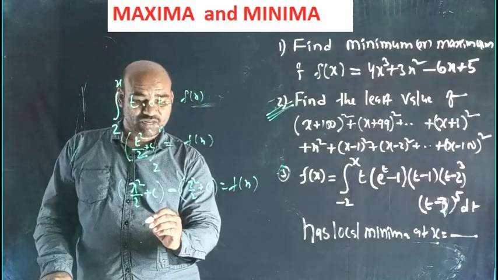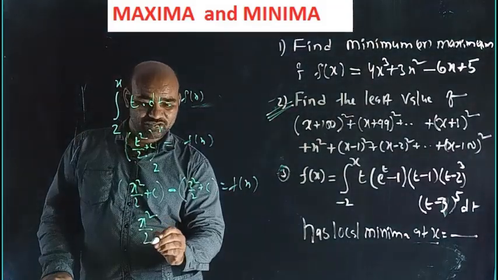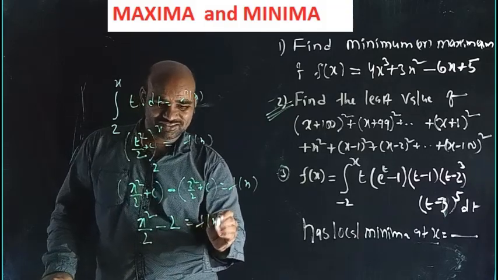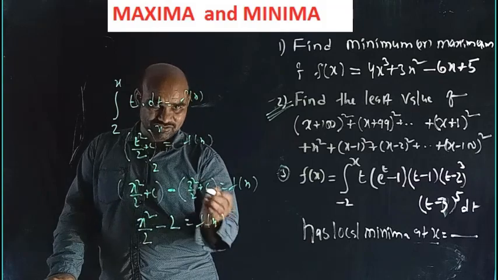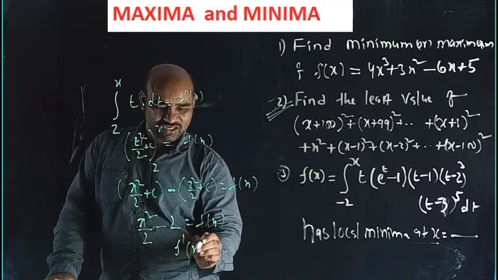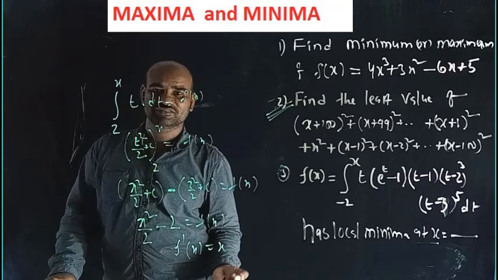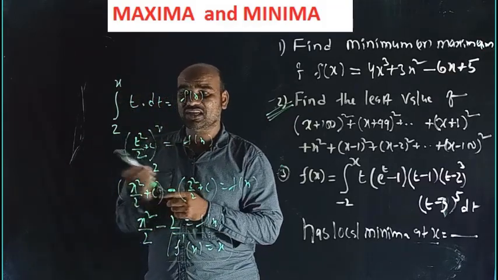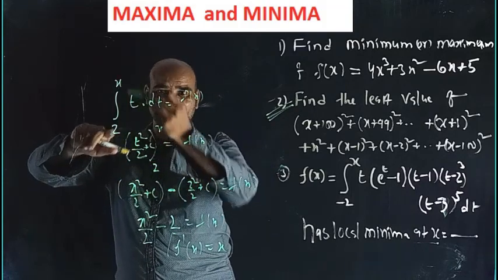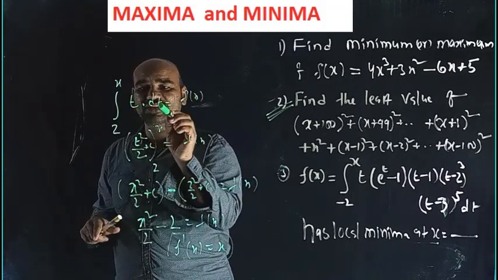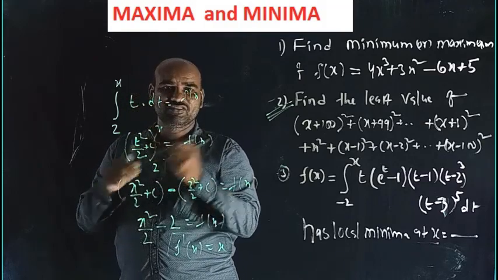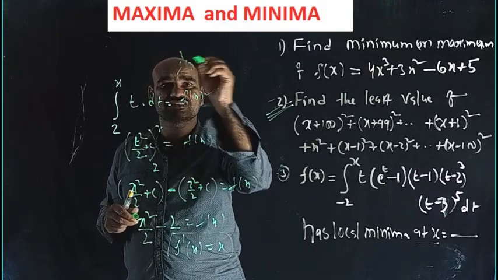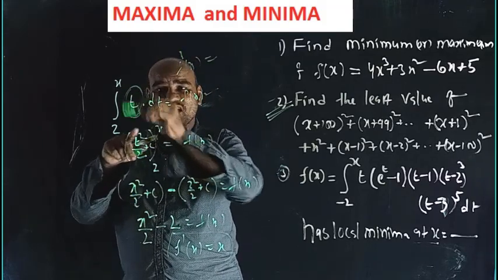Okay. So what happened here? x square by 2 gets cancelled, minus 4 by 2 is equal to f of x. Find f dash of x. What will you get? f dash of x will be equal to x. Means directly I can say here the boundaries are 2 to x. For example, if you want to find the integration of t dt with the boundaries 2 to x, which is equal to f of x, directly I can say that f dash of x is nothing but x.